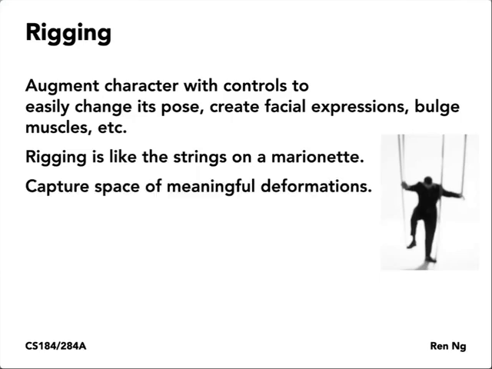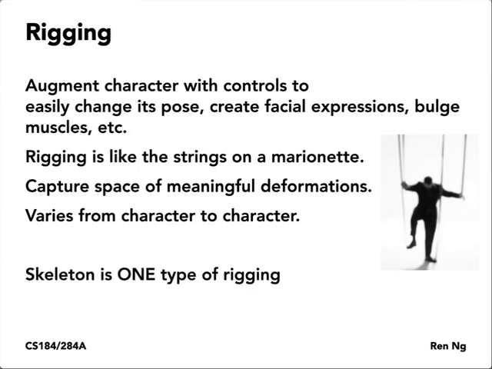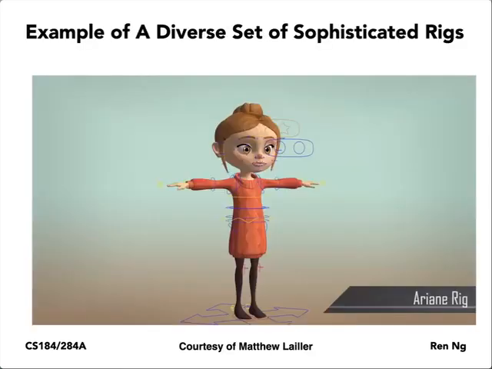The rigging's job is to capture a space of meaningful deformations of the character. And it's going to vary, right, from character to character. It will for sure be application specific. It'll be character specific. And the skeleton that we looked at last time is one type of rigging, but there's many more types. To give you a sense of some of these, actually visually, I want to play this short clip for you.